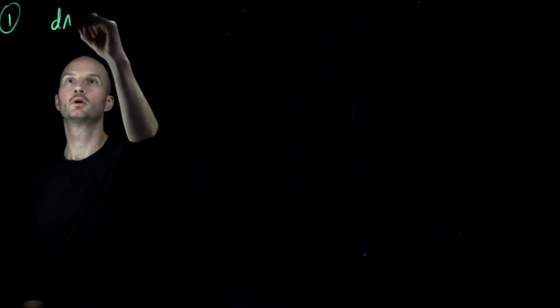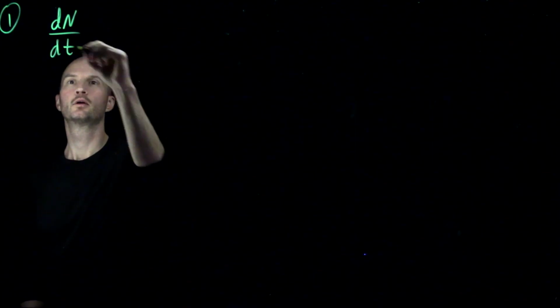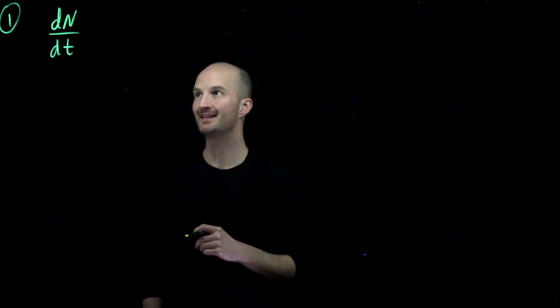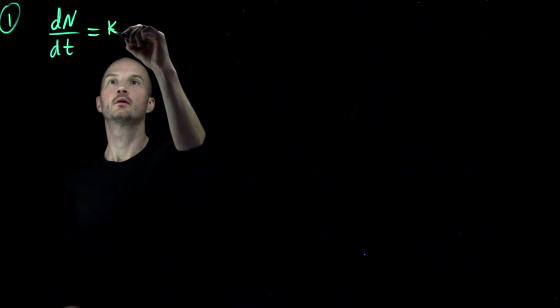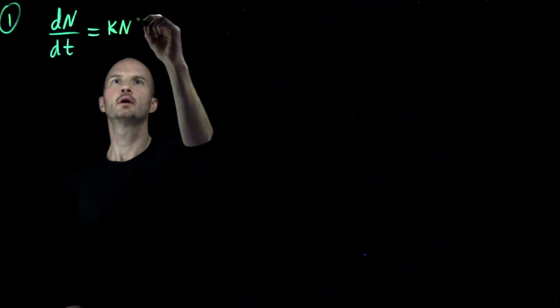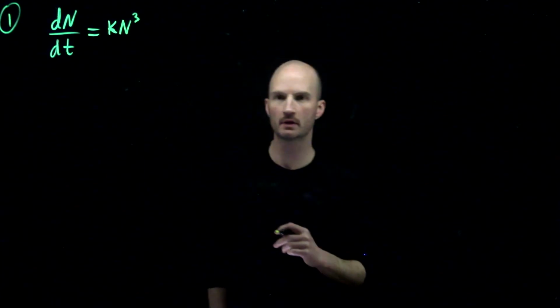Okay, looking at the question with the infected computers, we are told that the number of infected computers decreases at a rate that is proportional to the cube of the number of infected computers. So, number one, we can write down the rate of change of the number of infected computers is k n cubed, proportional to n cubed.